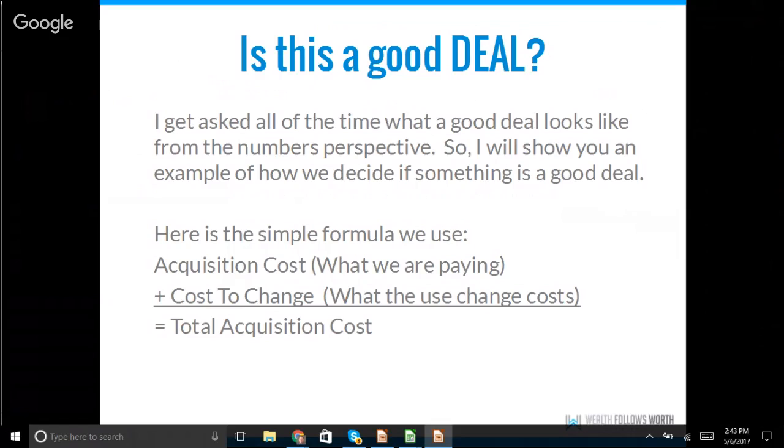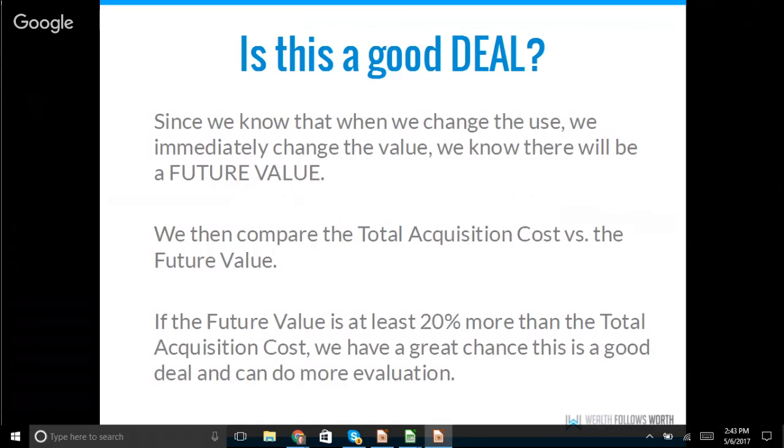Now, with that total acquisition cost, once we change the use, we know that we've changed the value. So if I buy something, change it, and spend some money fixing it up, I know there's going to be a future value. So we then compare the total acquisition cost versus the future value.